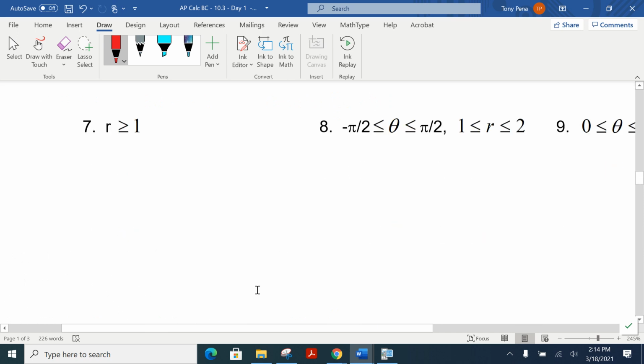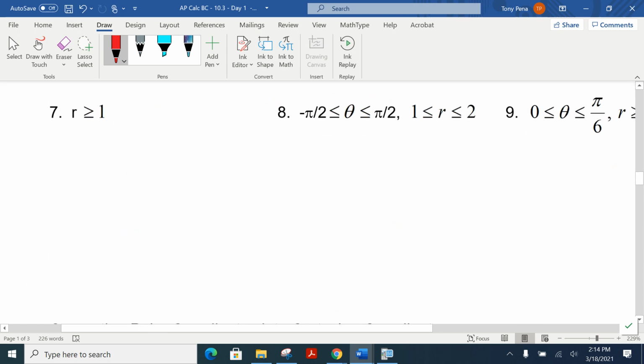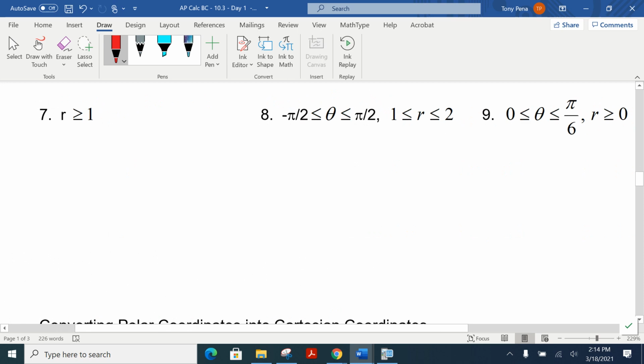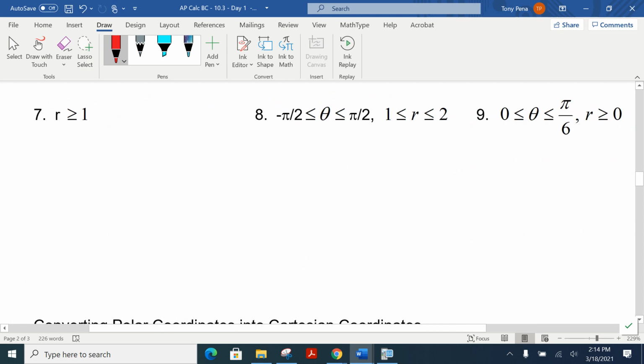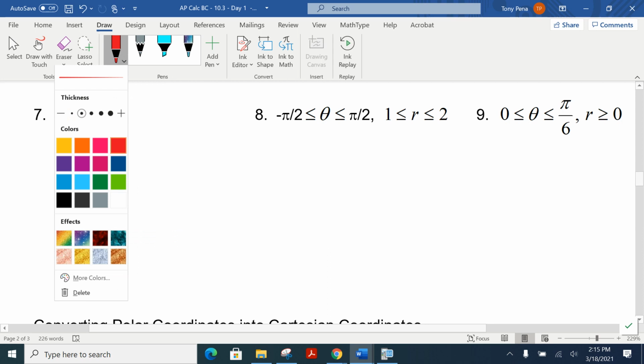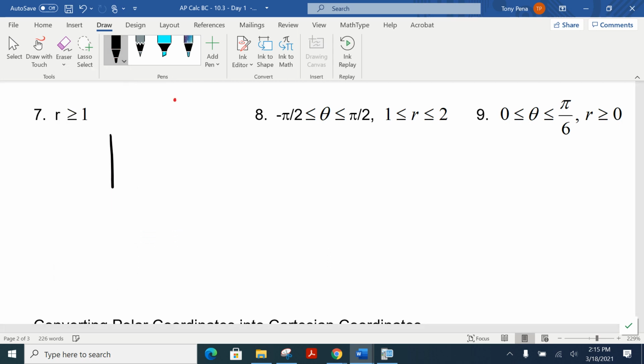All right, let's see. Let's try to get these 3 done at least, and then give us a little something to do at the bottom of the paper tomorrow. Try this one. This one's interesting. No geometric shape name for this one. At least not that I'm aware of.